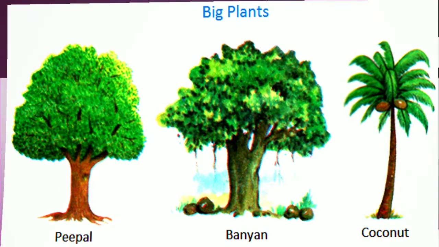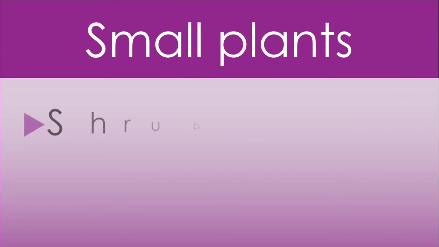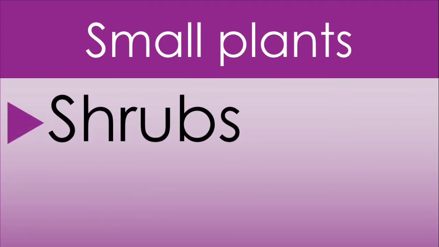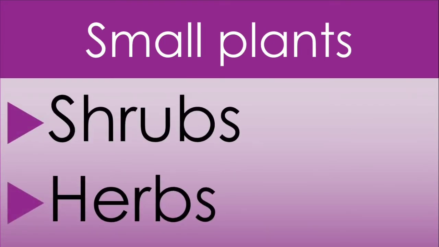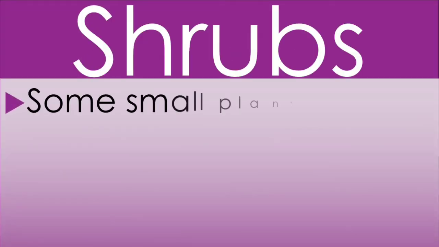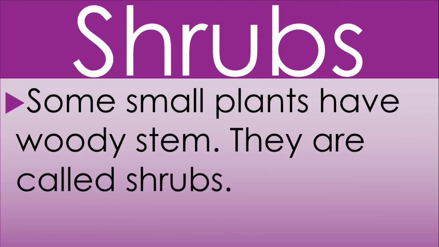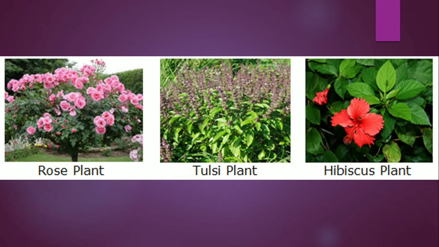Next, small plants. Small plants are of two types, shrubs and herbs. First, shrubs. Some small plants have woody stems. The small plants which have woody stems are called shrubs. Example, rose plant, tulsi plant and hibiscus plant. These are examples for the shrubs.